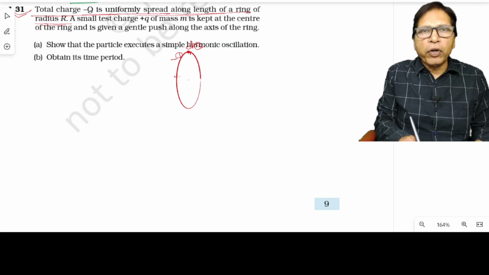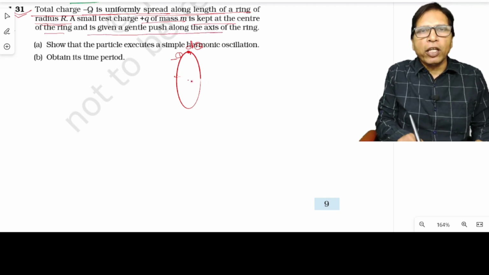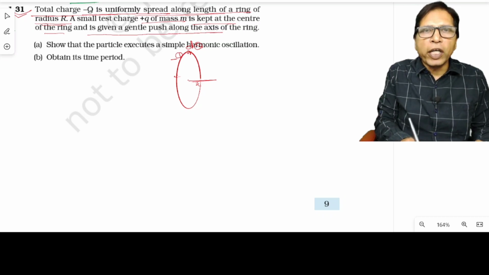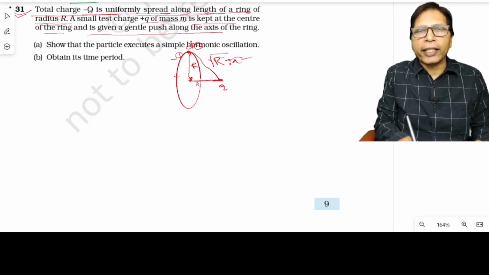Now a small test charge plus q of mass m is kept at the center of the ring and is given a gentle push along the axis of the ring. Due to the gentle push, suppose it moves by distance x. x is very small in comparison to the radius of the ring. So this is the r. So the distance of charge q from dq is root under of r square plus x square.